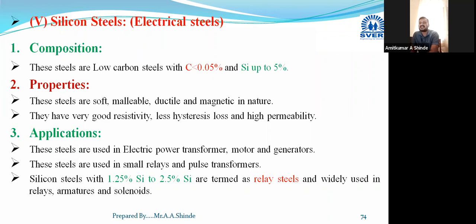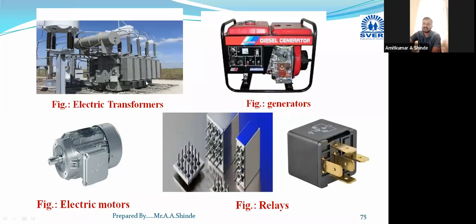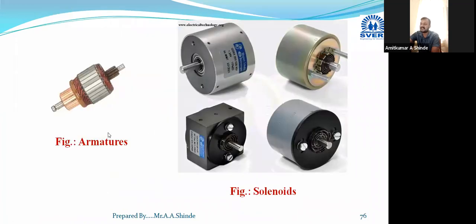And due to its characteristics like soft, malleable, and ductile nature, and very good resistivity and less hysteresis loss, it is used for manufacturing of different types of electric transformers, generators, electric motors. And there is one special type of silicon steel, termed relay steel, with low carbon steel and silicon percentage 1.25 to 2.5%. That is a relay steel, and it is used for manufacturing of relays, armatures, and solenoids.